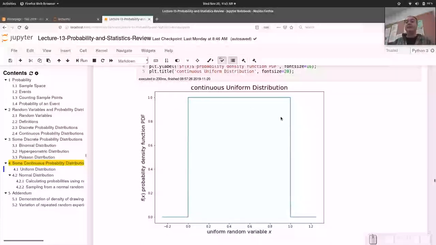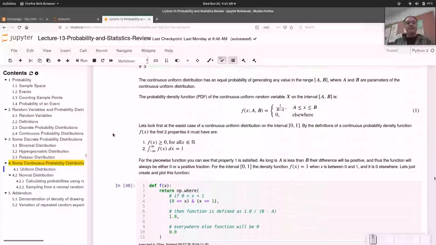It's greater than or equal to 0 everywhere. So it passes that first test for being a continuous probability distribution. The other one, though, is that the integral, basically the sum of the probability density, has to add up to 1 for it to be a proper continuous probability distribution, right? So is that the case?